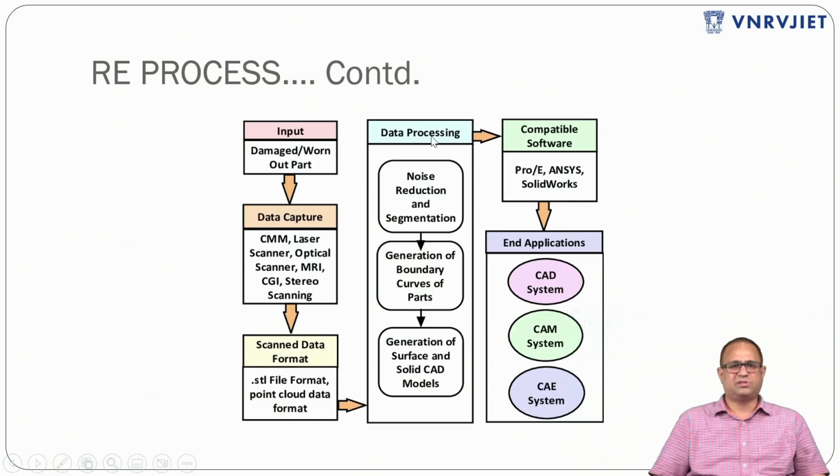So here, this is the sequence of this reverse engineering process. Input is going to be taken from the physical part, and the data is going to be captured with the help of either a CMM (coordinate measuring machine), or a laser scanner, optical scanner, MRI, or stereo scanning. These are the different reverse engineering equipment used to scan the physical object, and then the scanned data is obtained in the form of point cloud data.